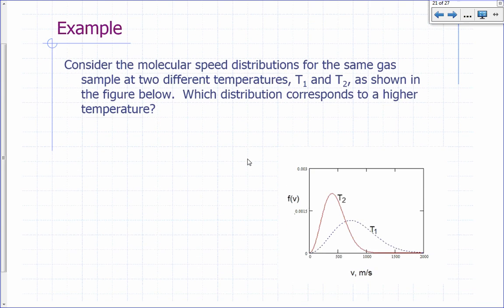So let's take a look at this question right here. The molecular distributions for the same gas sample at two different temperatures, T1 and T2, is shown in this figure below. The blue curve right here is the distribution at T1, and the red curve is the distribution at T2. Which distribution corresponds to a higher temperature? Well, at T1, you get more molecules able to reach higher speeds, right? So T1 corresponds to a higher temperature.